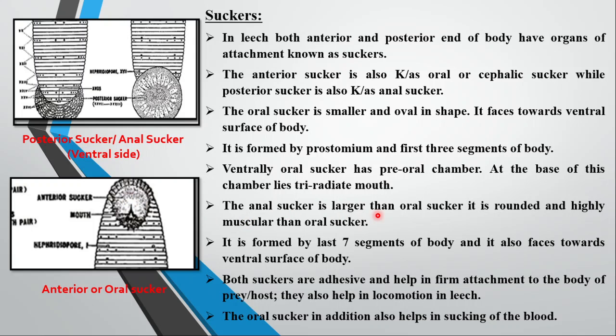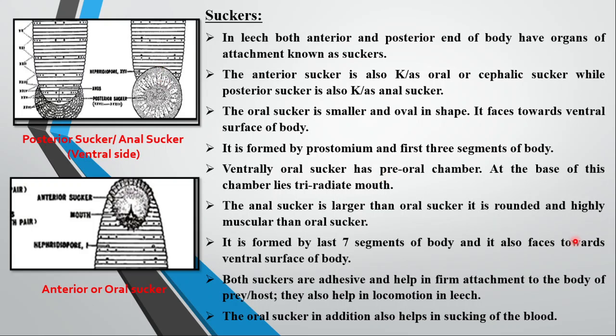The anal sucker is larger than the oral sucker. Now see the diagrams on the upward side here on the left side of the slide. See the comparison. The anal sucker is larger in size than the oral sucker. It is rounded and more muscular than the oral sucker. It is formed by the last seven segments. See, the oral sucker is formed by the first three anterior segments, and the anal sucker is formed by the last seven segments of the body.